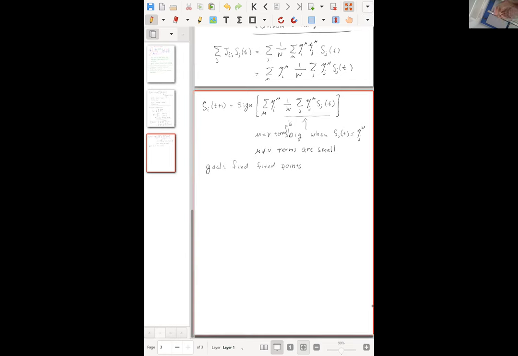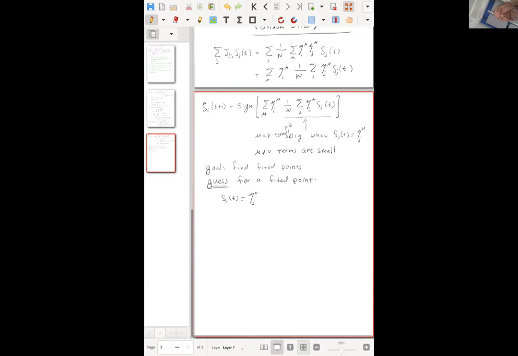And our guess for a fixed point is that S_j^T equals A_j nu. So this is a guess, okay? What we're gonna do now is plug it back into the equation and see if it's correct, okay?